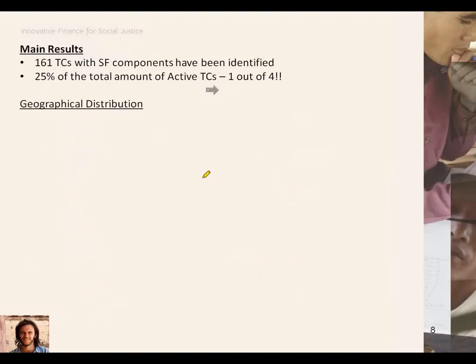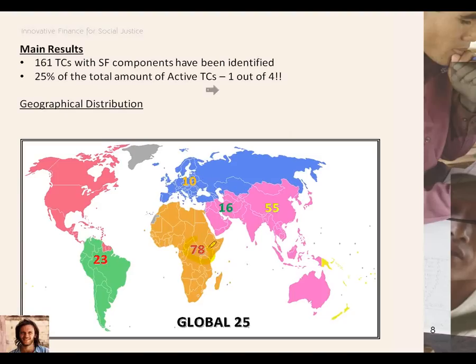We'll look now at the geographical distribution, and you will see that Africa, with 78 technical cooperations, was the region with the most technical cooperations with a social finance component, followed by Asia and the Pacific, then by the Inter-American region, by the Arab States, and last the Europe and Central Asia area. Also, we found 25 projects that had a global geographical scope.